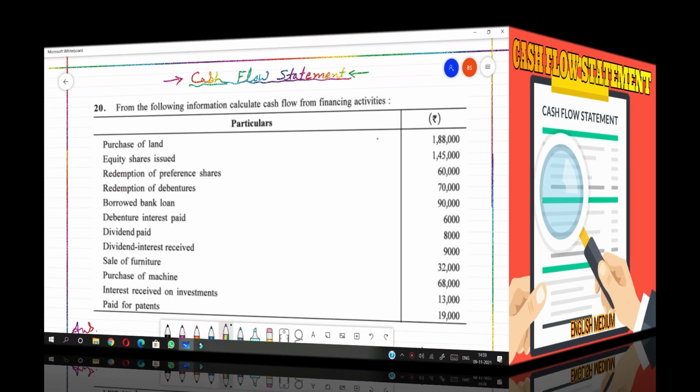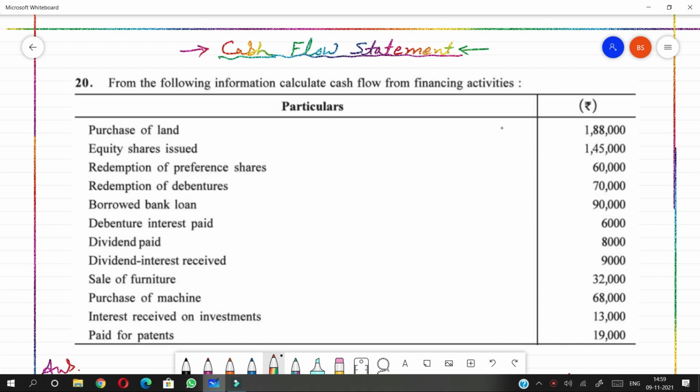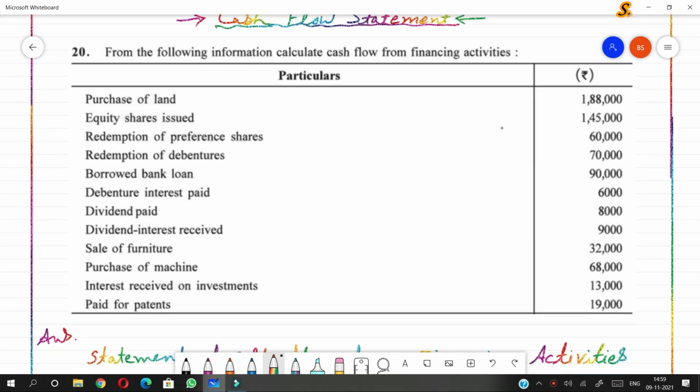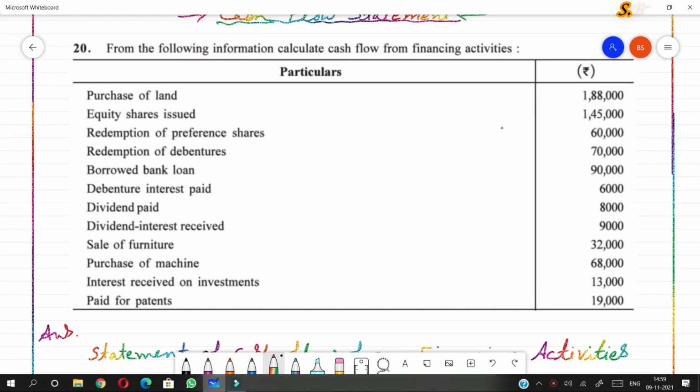Good morning students. Today we are going to understand sum number 20 from cash flow statement. Sum number 20: from the following information, calculate cash flow from financing activities. First of all, purchase of land. It is an investing activity, so we will not record it here.